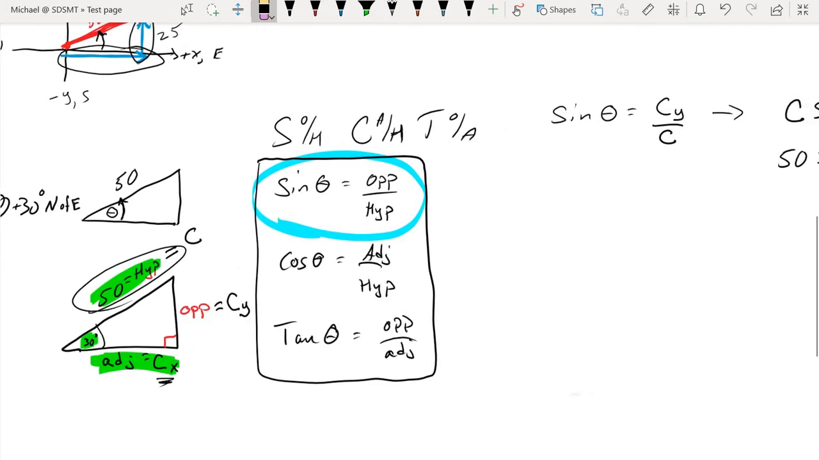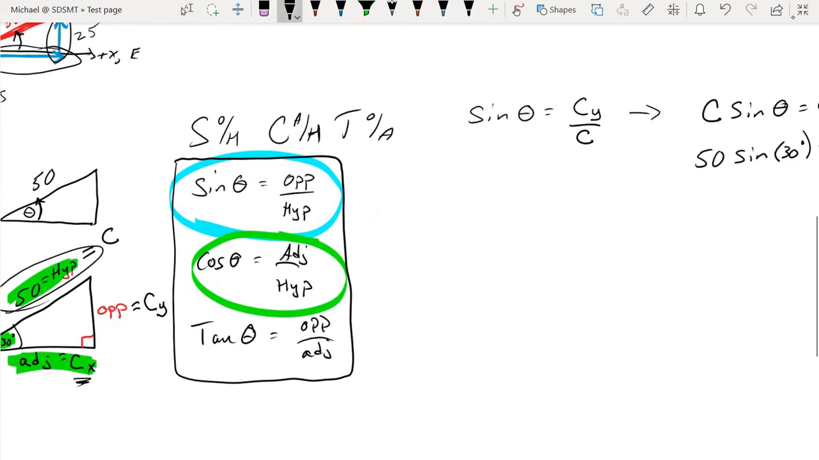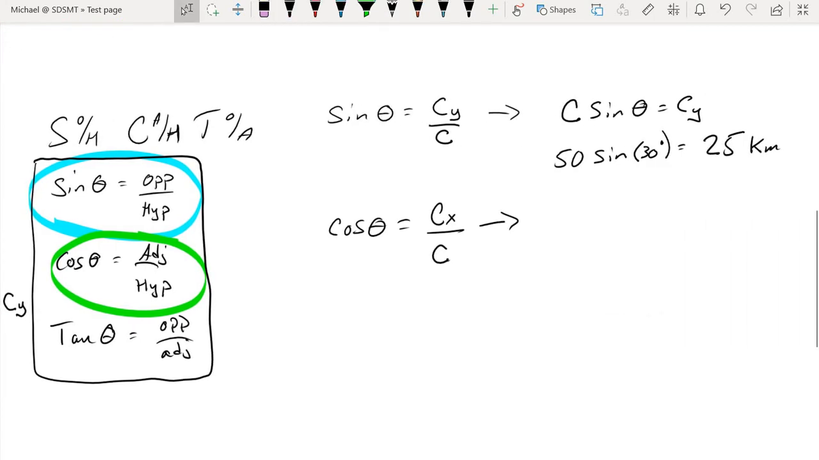We'll use the values that we were given, and those values say that combining adjacent, hypotenuse, and angle is cosine. So cosine theta equals the adjacent leg, which is Cx, divided by the hypotenuse, which is just the magnitude of our vector C. We can then rearrange that by multiplying each side by the magnitude of C. We have the magnitude of C times cosine theta equals Cx, and then we plug all of our values in.